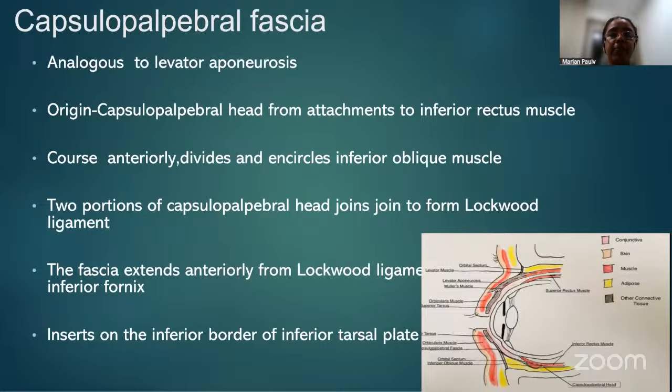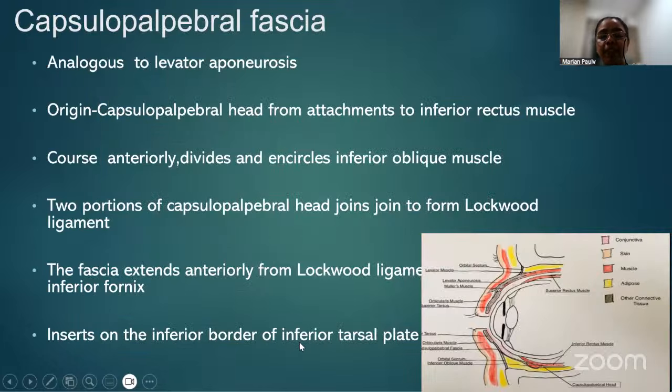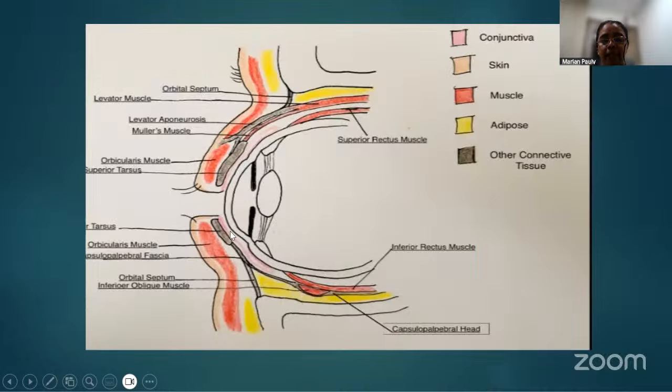Now move to the capsulopalpebral fascia. It is analogous to levator aponeurosis of the upper eyelid. This fascia originates from the attachments of inferior rectus muscle. It anteriorly divides and encircles the inferior oblique muscle. It has got two parts and joined to form the Lockwood ligament. It inserts into the inferior border of the inferior tarsal plate. So this is the capsulopalpebral fascia, and it inserts into the lower part of the inferior tarsus, and you can see it is surrounding the inferior oblique muscle.